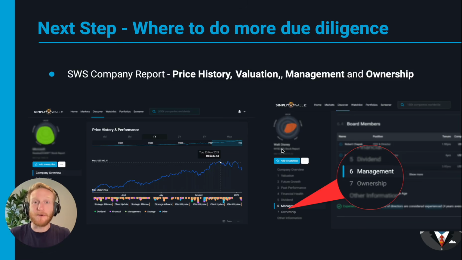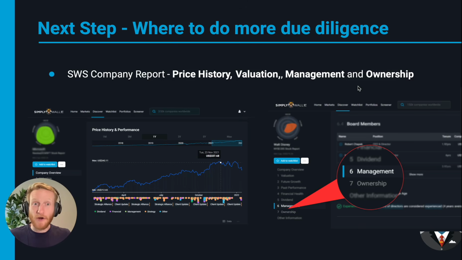In summary, where I would go to do more due diligence on the insider transactions, I would go and check out the price history and performance chart on the Simply Wall Street company report. I'd go and check out the valuation section just to see how that particular trade compares with the current price versus Simply Wall Street's estimate of fair value. And then I'd have a look at the management section just to see how much this recent trade contributed to that person's holding. Like, did they decrease their position by 2, 3, 4%, or was it a much bigger trade, like they offloaded half their holding, or did they increase their holding by 50%, like we saw with that particular company there.